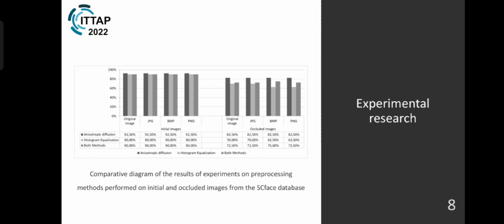The highest identification accuracy rate of 92.5% was obtained with the use of anisotropic diffusion only in all sets of the experiments on the non-occluded images. The same holds for the occluded images. Neither the equalization method nor the combination of the two methods improved the result. It is stably equal to 82.5%.